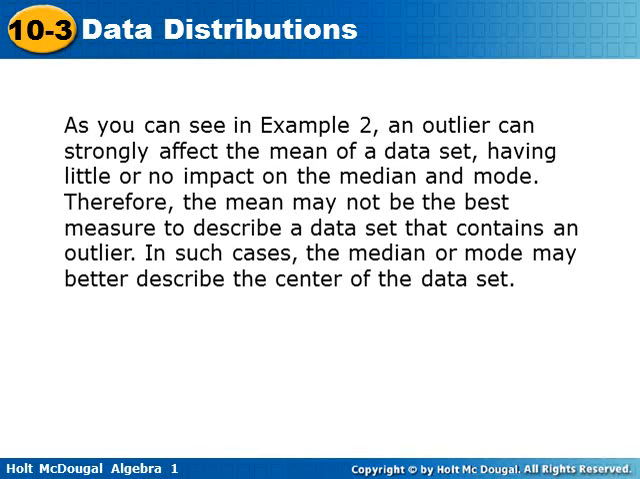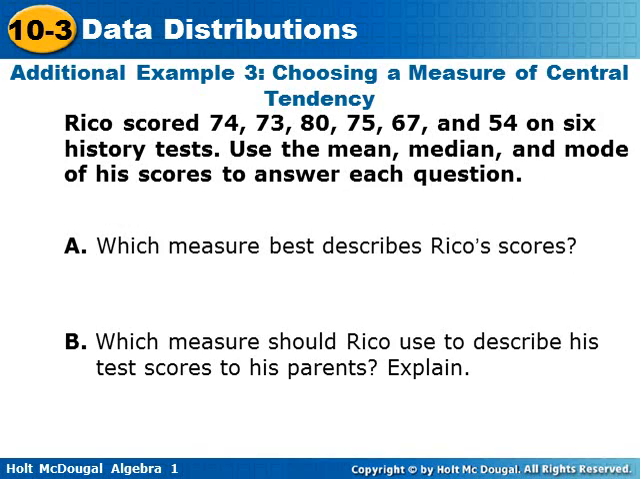As you can see in example 2, an outlier can strongly affect the mean of a data set, having little or no impact on the median and mode. Therefore, the mean may not be the best measure to describe a data set that contains an outlier. In such cases, the median or mode may better describe the center of the data.